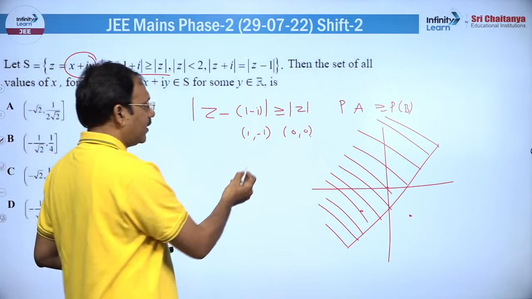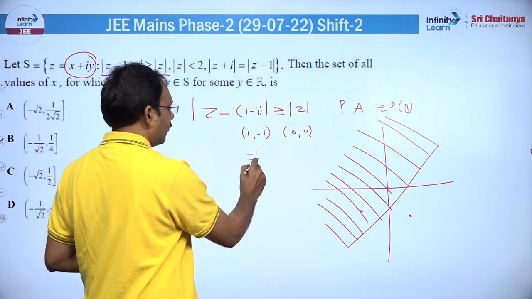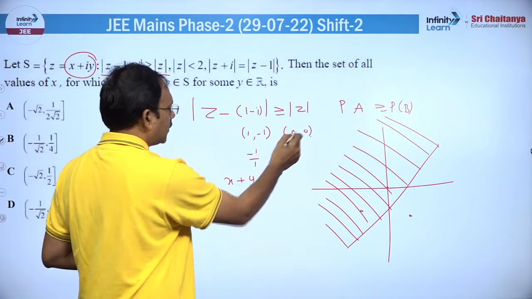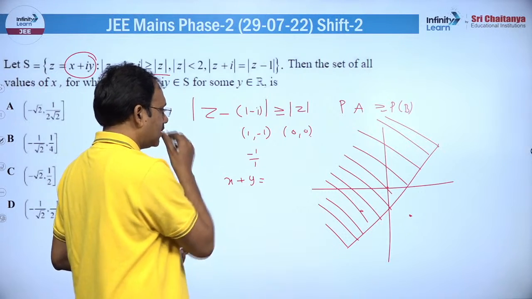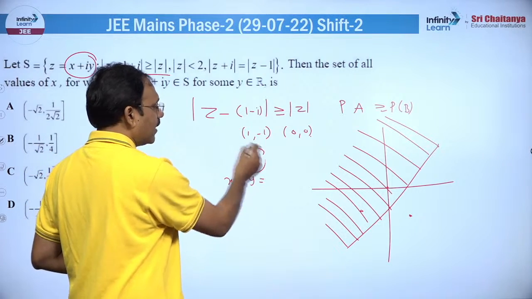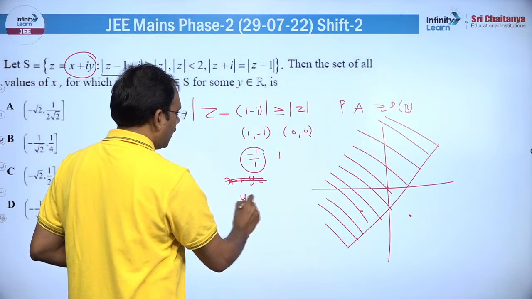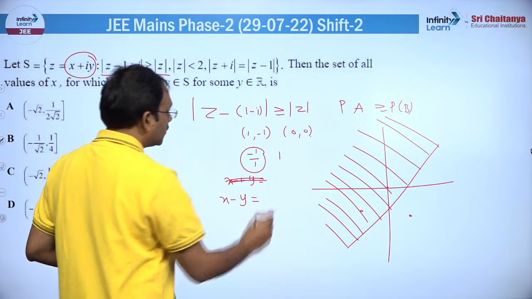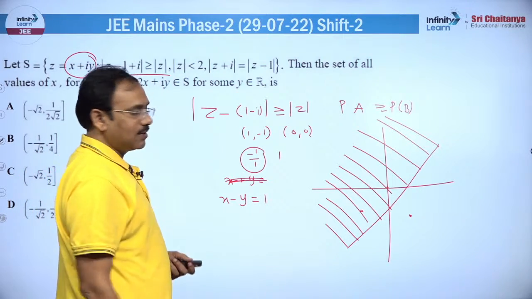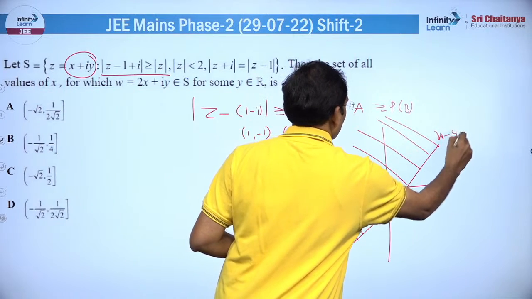Definitely the slope of this is going to be minus 1 by 1, that is minus 1 is the slope. Now the line passes through the midpoint. You have to take the perpendicular, its slope is minus 1, means the required line slope is 1. So, you can say x minus y is equal to, the midpoint is 1 by 2 comma minus 1 by 2, means 1. This line is x minus y is equal to 1.